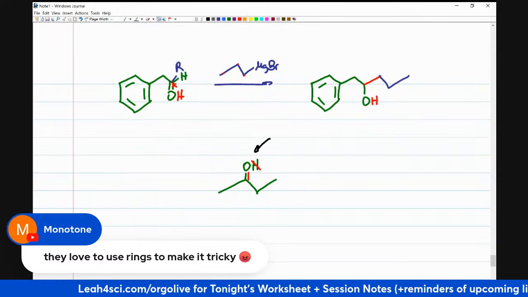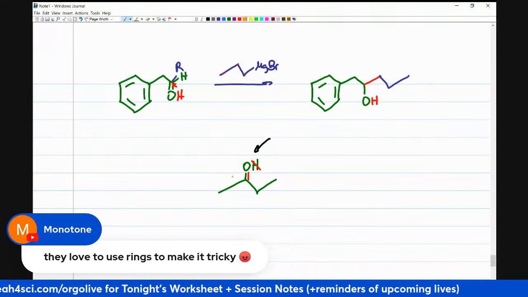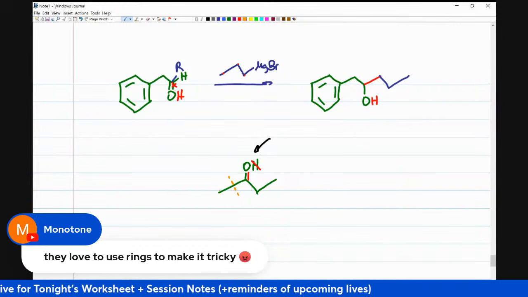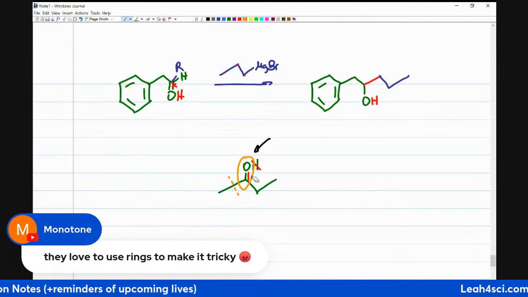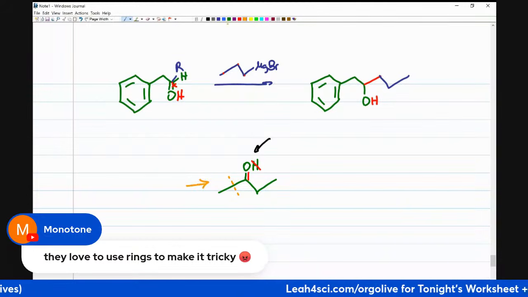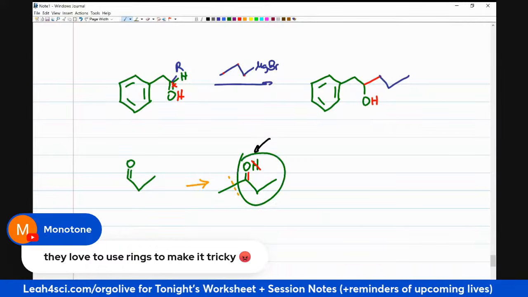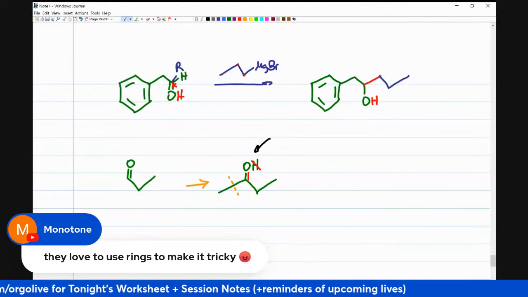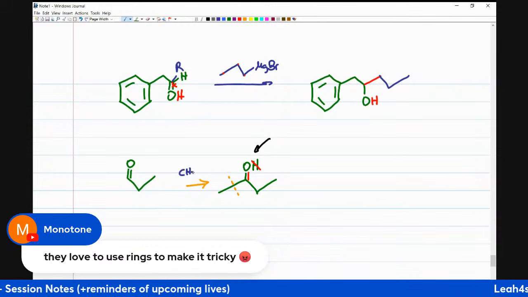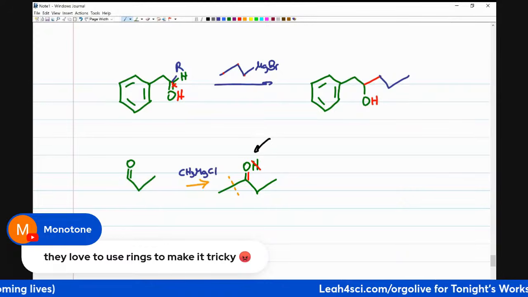Let's first show what happens if I broke it this way. That means this was my carbonyl and this was the Grignard that attacked. This came from a molecule that looked like this. That's my aldehyde. That's this portion of the molecule. And this was my Grignard, which is just a CH3MgCl, another version of the Grignard.